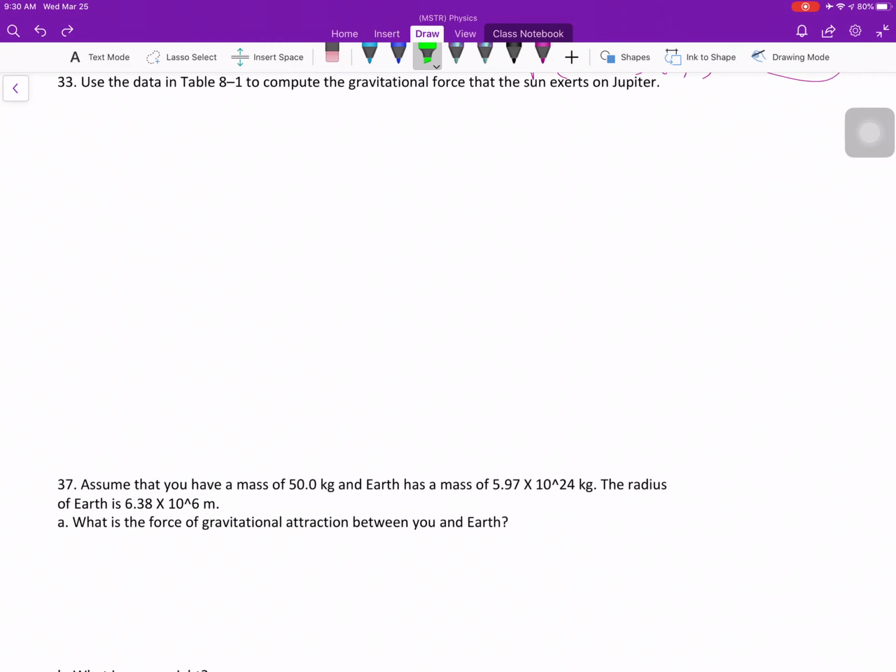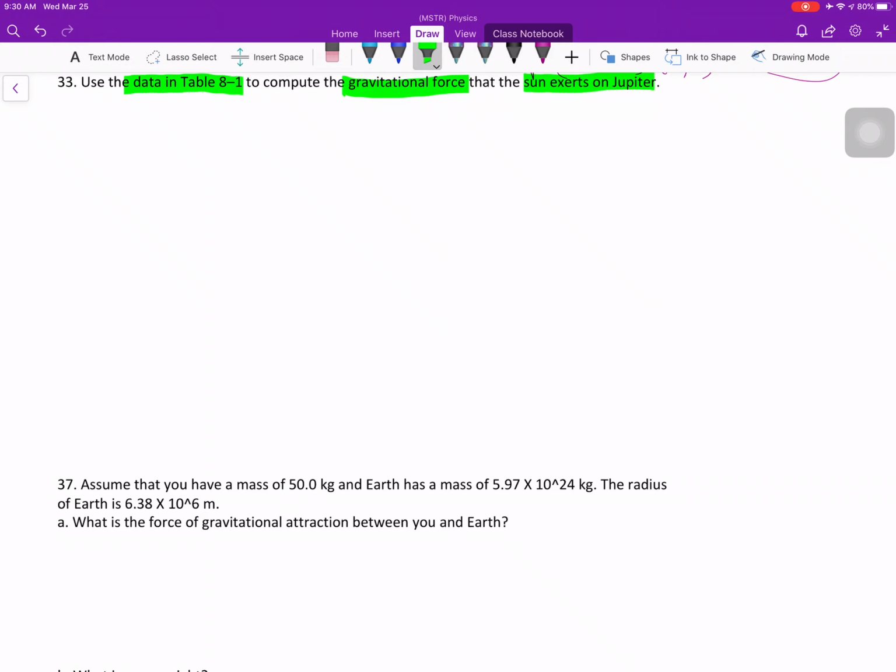So the next problem I'm going to review from the chapter review is number 33. In number 33, it states to use the data in table 8.1, and we're trying to compute the gravitational force that the sun exerts on Jupiter. So what we need to first evaluate is what they're asking, and they're basically asking what's the force of attraction between two objects. Well, we now know from the universal gravitational formula that we can get that force by using G m1 m2 all over r squared, the distance they're apart.